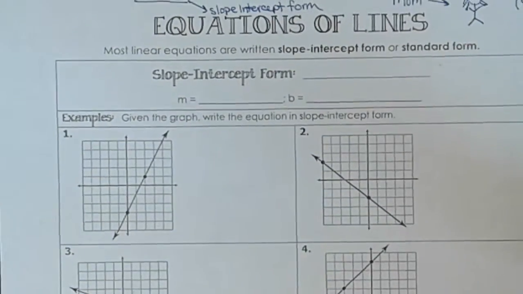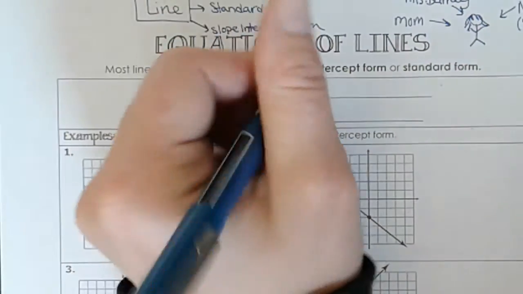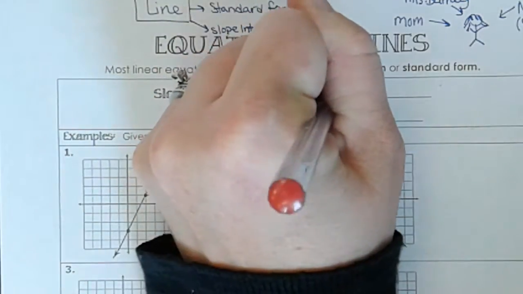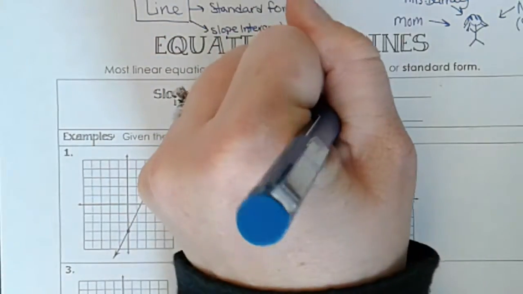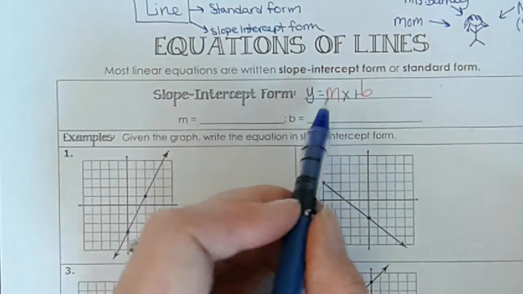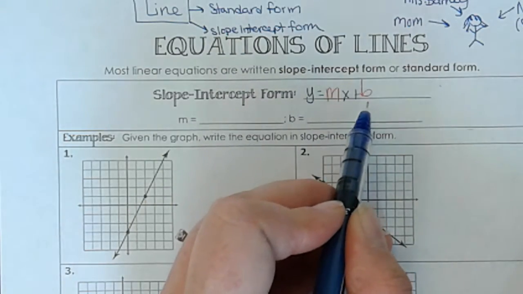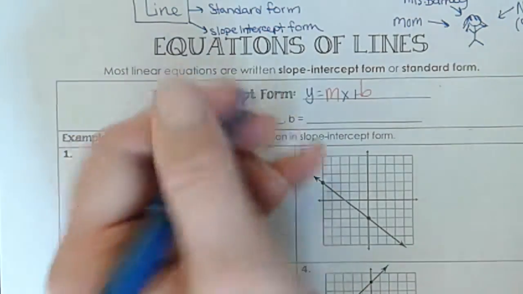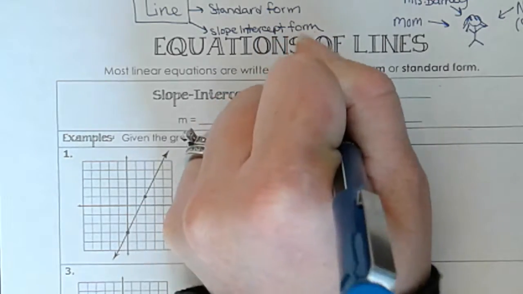All right, so let's talk a little bit about slope-intercept form. Slope-intercept form, like our song, is y equals mx plus b. Now remember the song says 0, comma b is the y-intercept, right? So here's the y-intercept, b is the y-intercept.